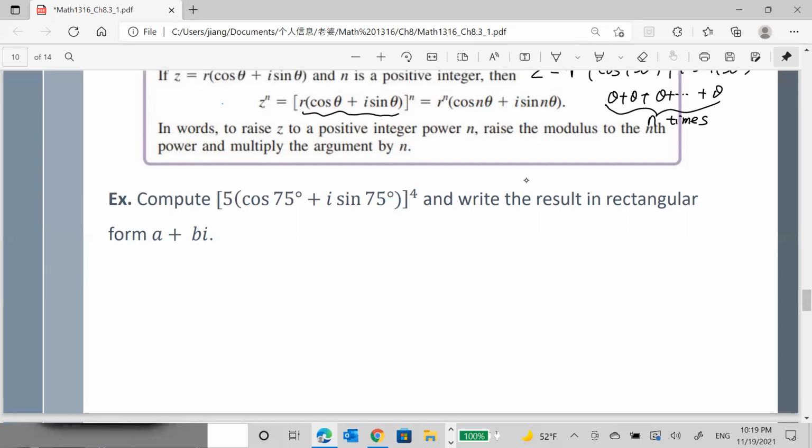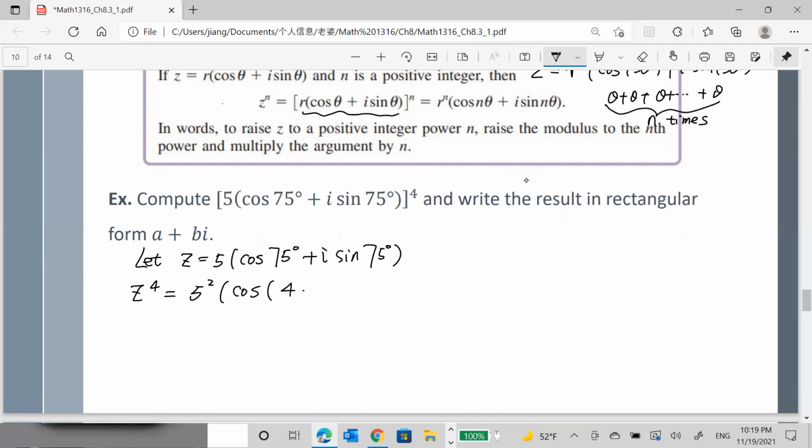So I can say let z equals 5 times cosine 75 degrees plus i times sine 75 degrees, and then z to the 4th equals r to the 4th, and then cosine 4 times 75 degrees, and then plus i times sine 4 times 75 degrees. Let's see, what is that? So 5, oh sorry, this is the 4th, because r to the nth power.